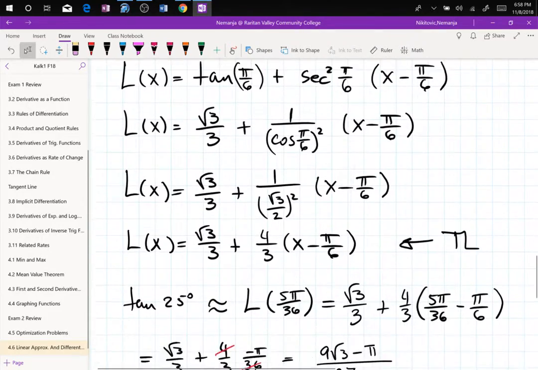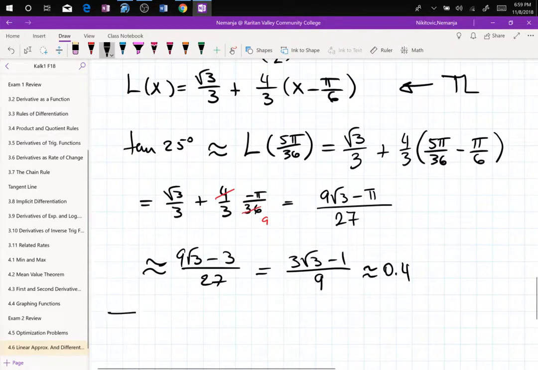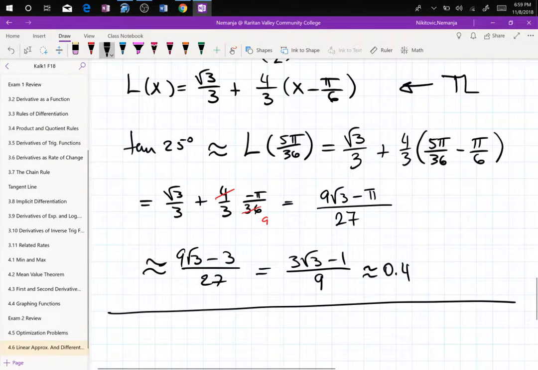Part two is on differentials. So please note that part one was approximating the value. I want to know approximately what is tangent of 25 degrees? What is ln of 3, right? What is the square root of 15? These are the things that I want to know, and your calculation gives the number at the end, which is the value. Differentials, the second part of the lecture, are going to approximate the change.